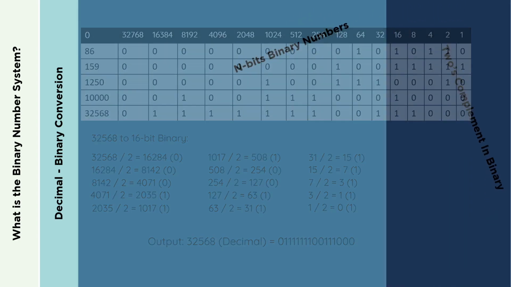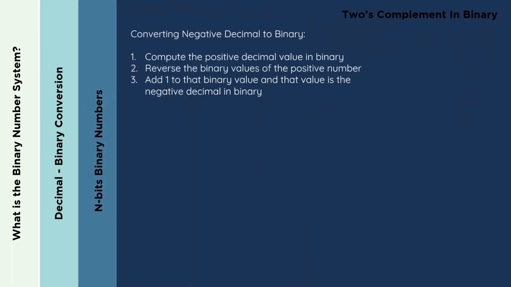Moving on, let's take a look at 2's complement in binary. 2's complement in binary is used to convert negative decimal into binary. So how do we do that? In order to convert negative decimal into binary, we first have to compute the positive decimal value in binary, and then reverse that binary value of the positive number, and then add 1 to the reversed binary value, and that final output is the negative decimal in binary.